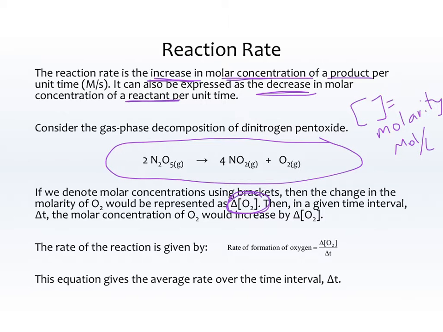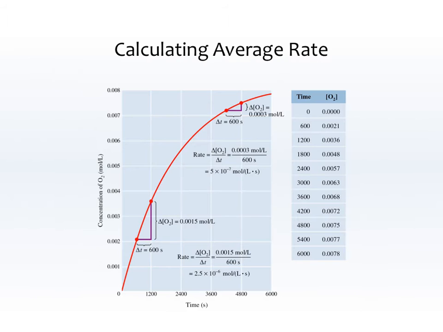Then in a given time interval, delta T, the molar concentration of oxygen would increase by delta [O2]. So the rate of the reaction, given by the formation of oxygen, is the change in the concentration of oxygen over the change in time. Now, since oxygen is a product, its concentration should increase. In other words, oxygen should get larger and larger because it is being produced over time. The equation gives the average rate over the interval delta T.